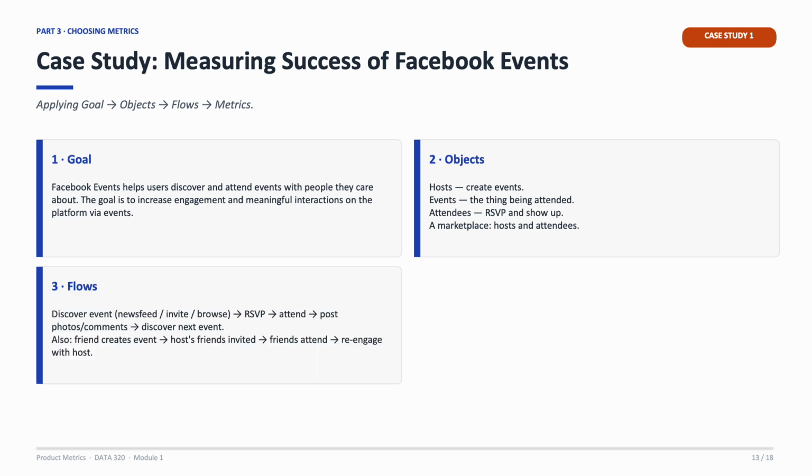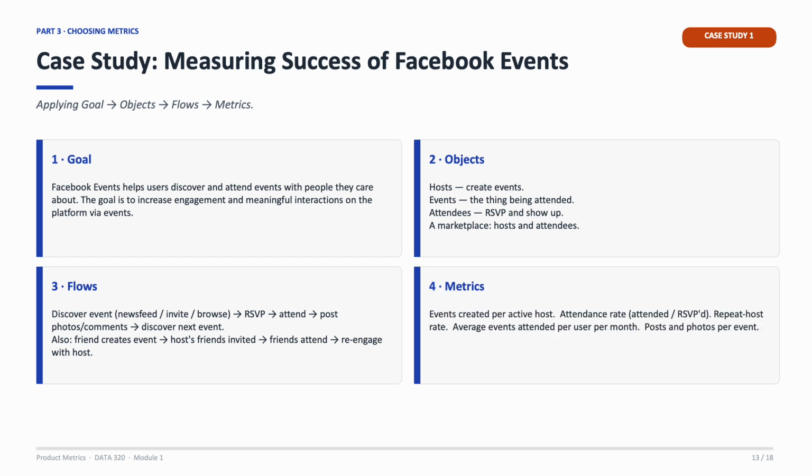Step 3, flows. Users discover events through newsfeed, invite, or browse, and then RSVP, attend, post photos and comments, then discover the next event. And there's also a viral loop: a friend creates an event, the host's friends get invited, friends attend, and those friends engage with the host later.